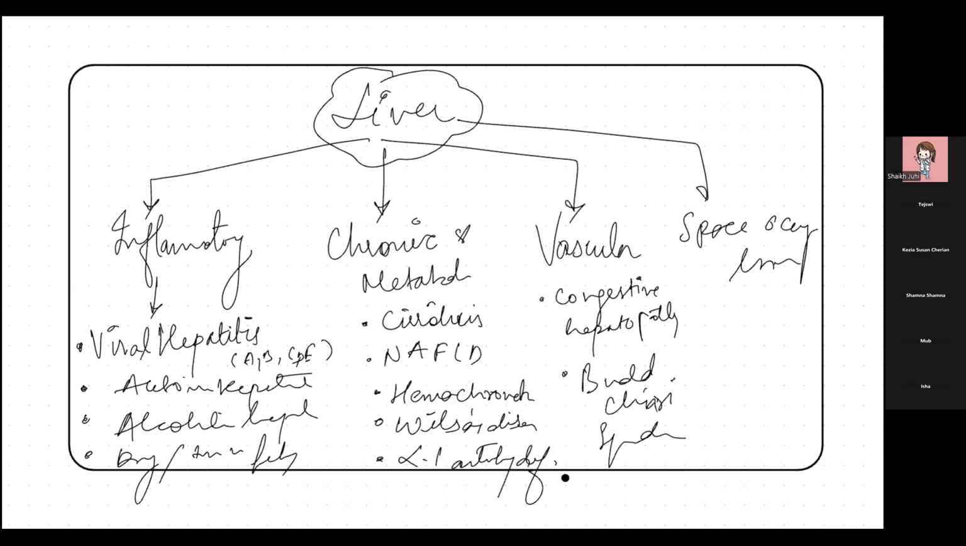Now, the next part, the last one. If I'm talking about space occupying lesions, what can it be? It can be a liver abscess, it can be any tumor. It can be hemangioma, hepatic adenoma, or focal nodular hyperplasia. Anything will come under that. Okay, what else?